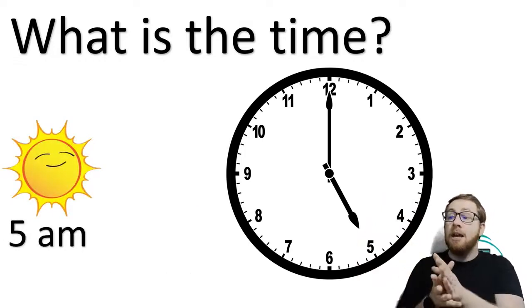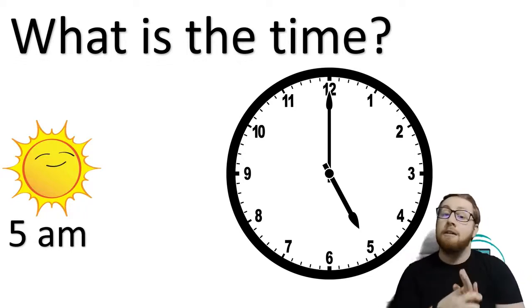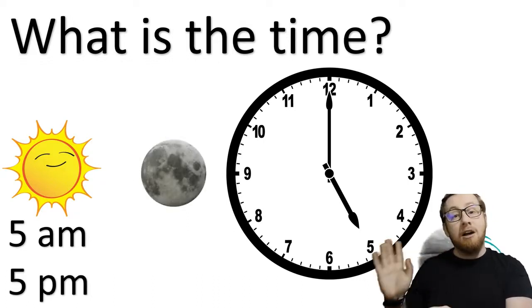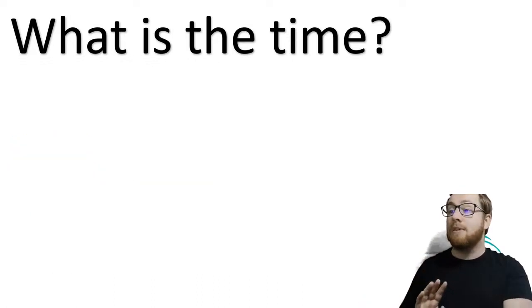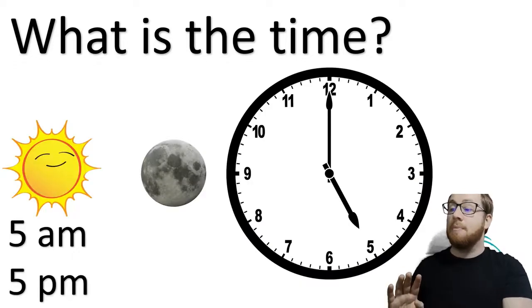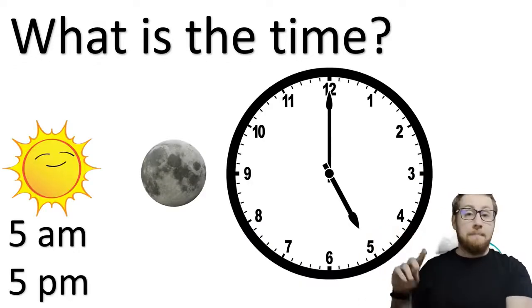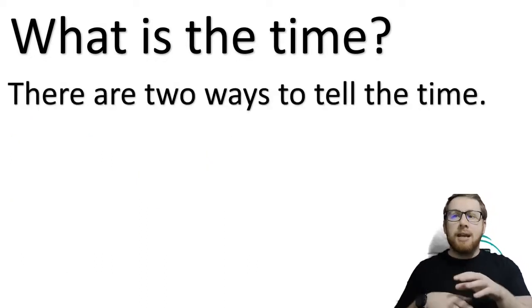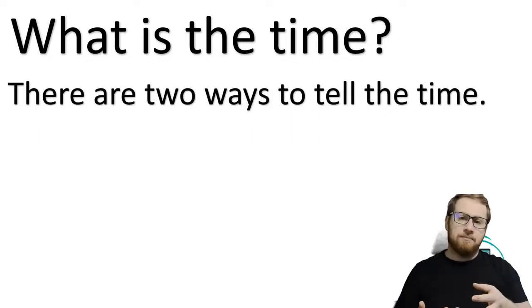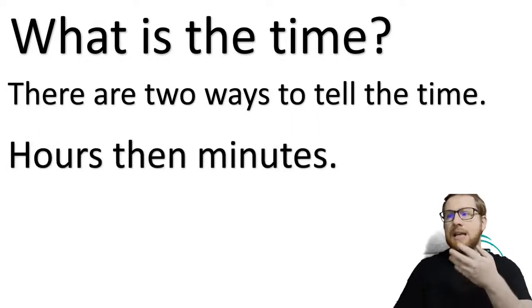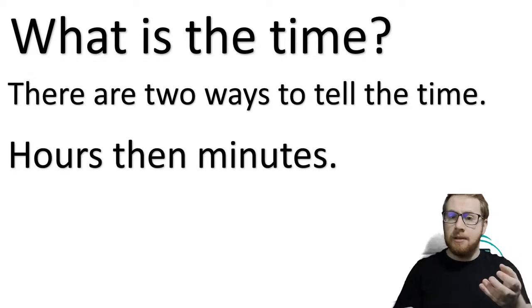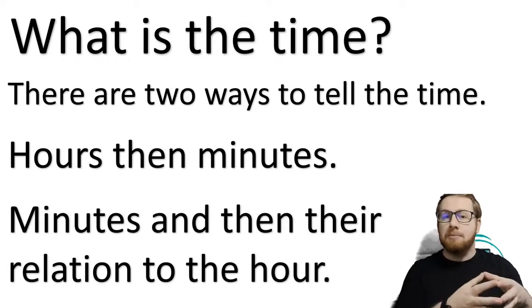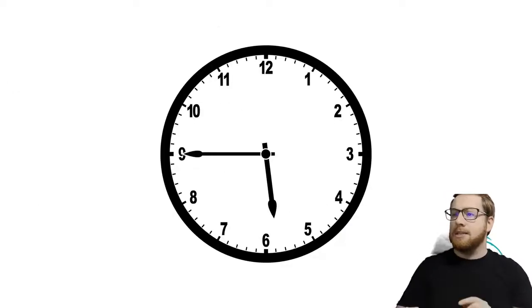So using this clock, if it were morning, it would be 5 AM. And if it were the afternoon or the evening, it would be 5 PM. Just go back, 5 PM. Okay? There are 2 ways to tell the time. There's hours, then minutes. And then there's minutes, and then their relation to the hour. Let me show you what I mean by this.